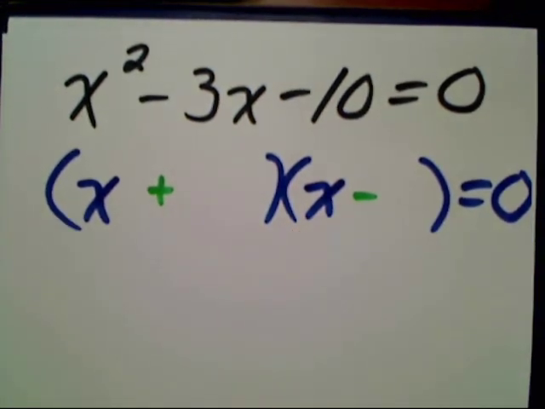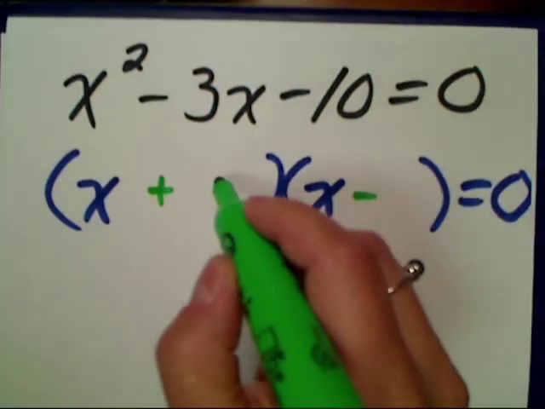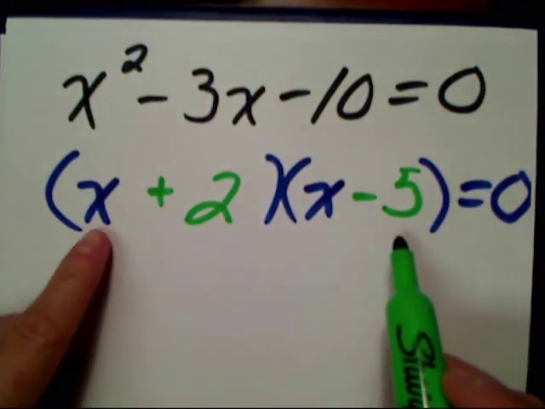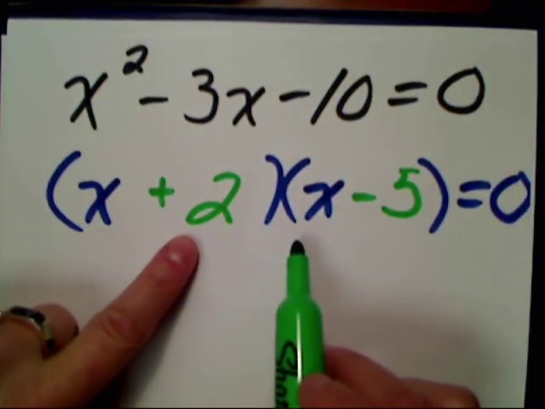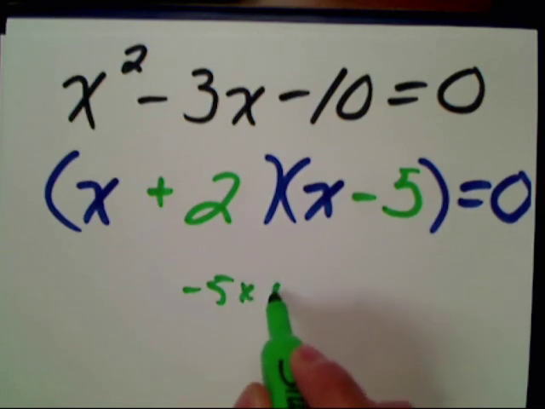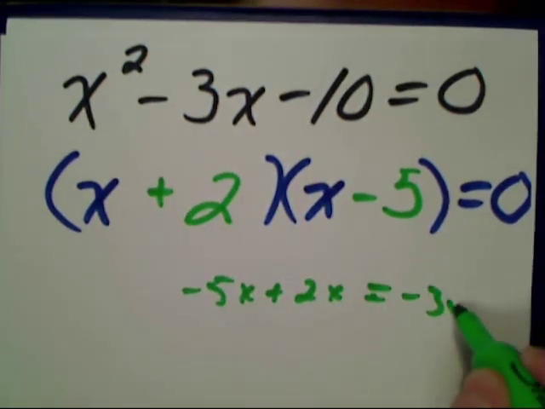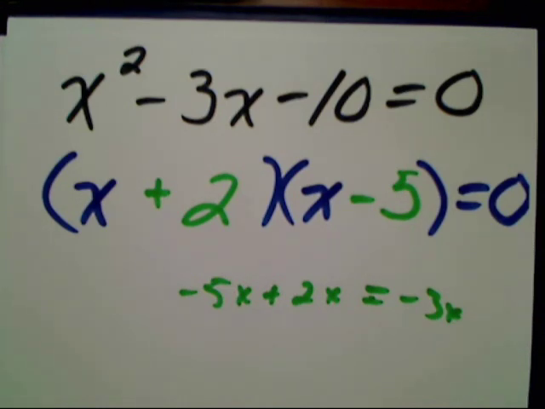So I need two numbers that would multiply to 10 but subtract to a negative 3. Well, that's going to be a positive 2 and a negative 5. Negative 5x plus 2x is a negative 3x. Right? So now I'm in factored form.